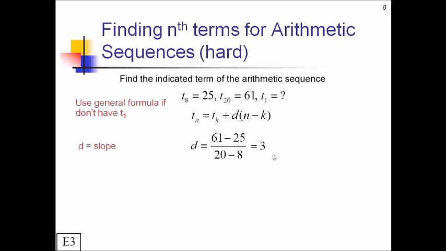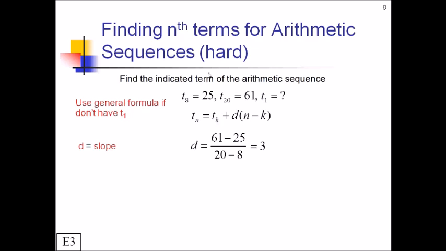And now we need to figure out what we're plugging in for all these other things. N is going to be 1. You're just plugging in 1 because you want the first term. But how about tk and k? Well, tk can be any term in the sequence. It doesn't have to be the first term. It could be, but it usually isn't.